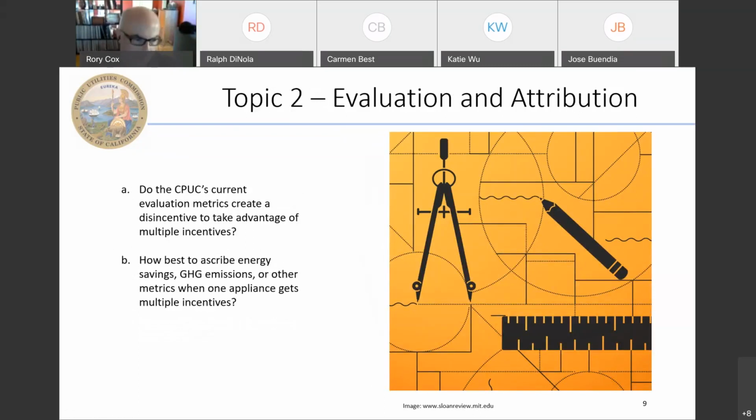Evaluation and attribution. Do the CPUC's current evaluation metrics create a disincentive to take advantage of multiple incentives? We've had one comment letter from RECURVE that stated that yes, they do, so we'll get into that later. The next question is how to ascribe energy savings, GHG emissions, or other metrics when one appliance gets multiple incentives. And the last topic.